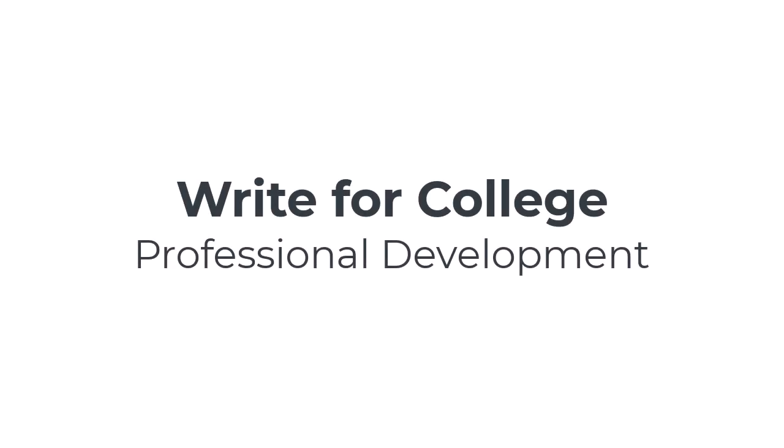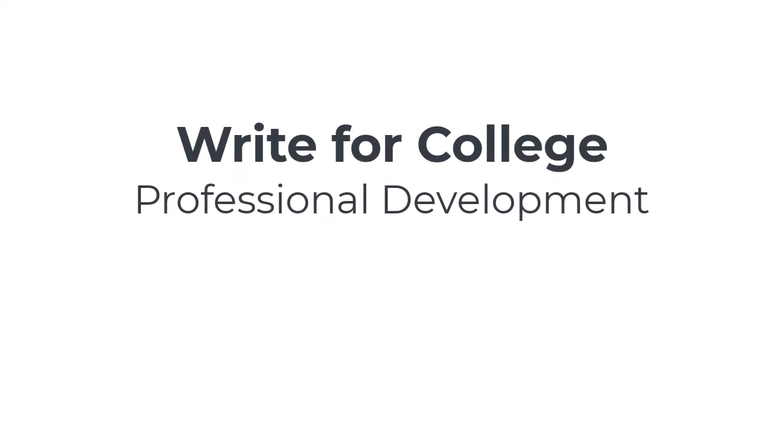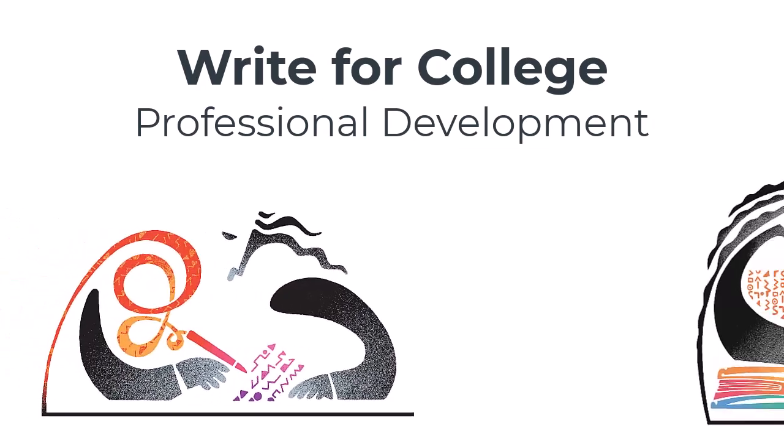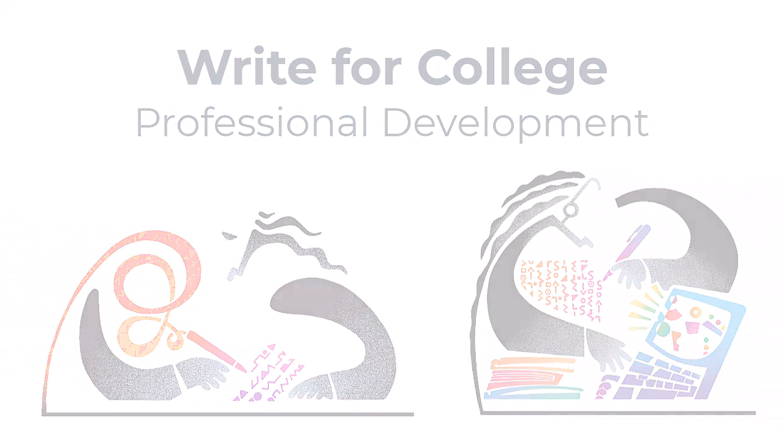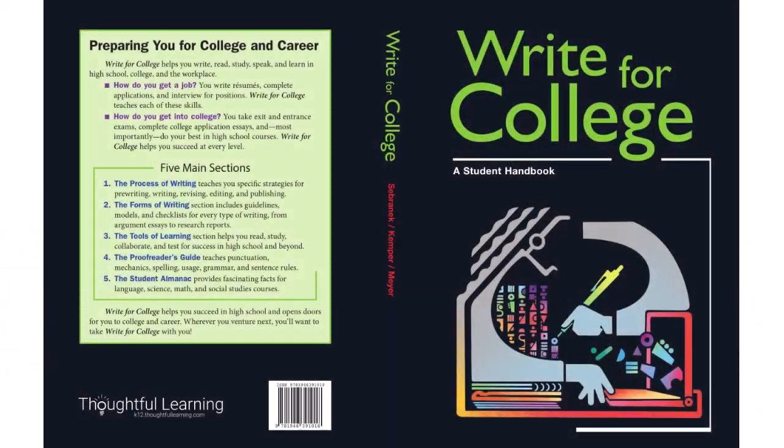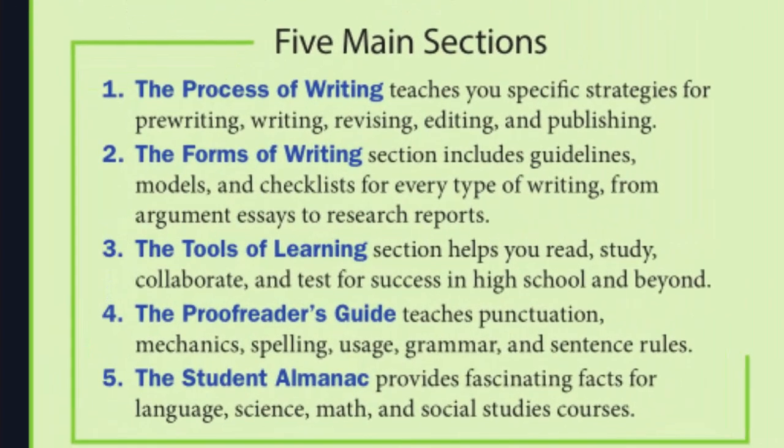Welcome to Professional Development for Write for College, a handbook for juniors and seniors in high school. As you can see from the back cover, Write for College has 5 main sections: the process of writing, the forms of writing, the tools of learning, the proofreader's guide, and the student almanac.